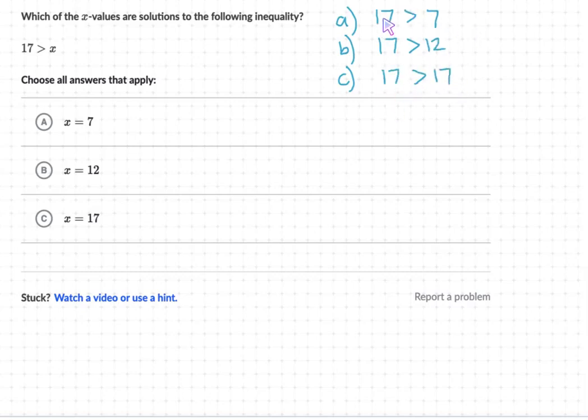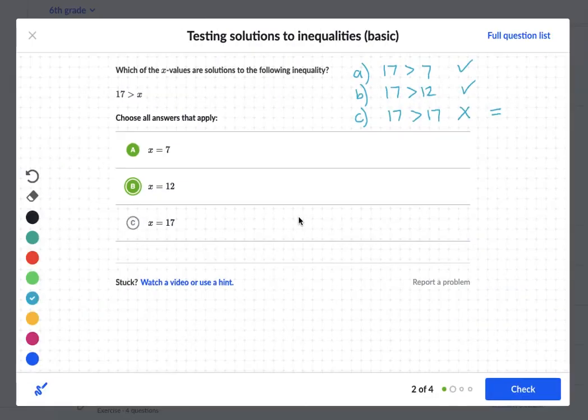So I'm just going to go down the list. Is 17 greater than 7? Yes, 17 is bigger than 7. Is 17 greater than 12? Yes, it's greater than 12. 17 is bigger than 12. Is 17 greater than 17? Is a number greater than itself? No. It's equal to itself, but it's not greater than itself. It can't be bigger than itself. It can only be equal to itself. So again, the only choices are A and B.